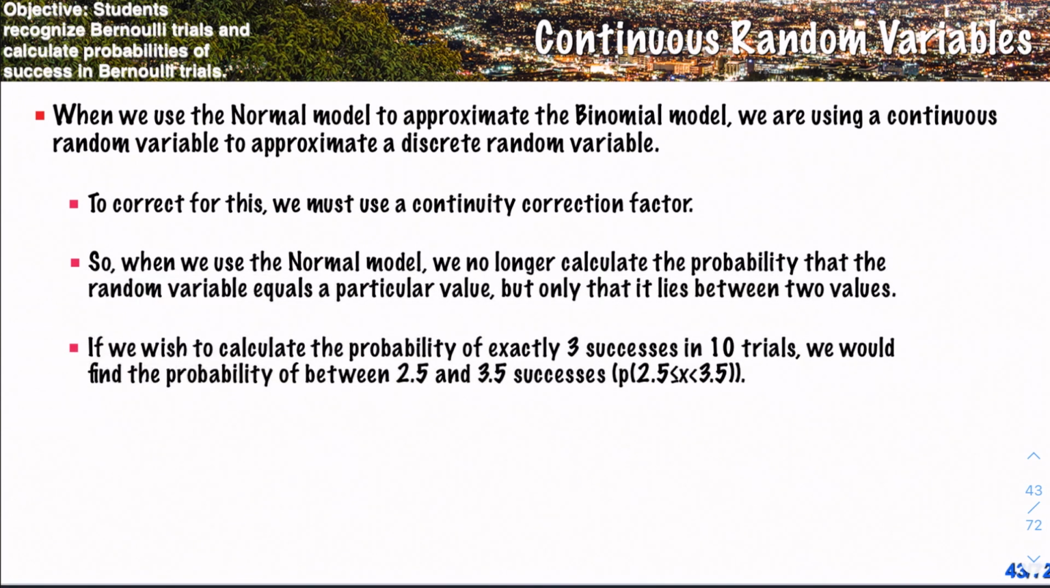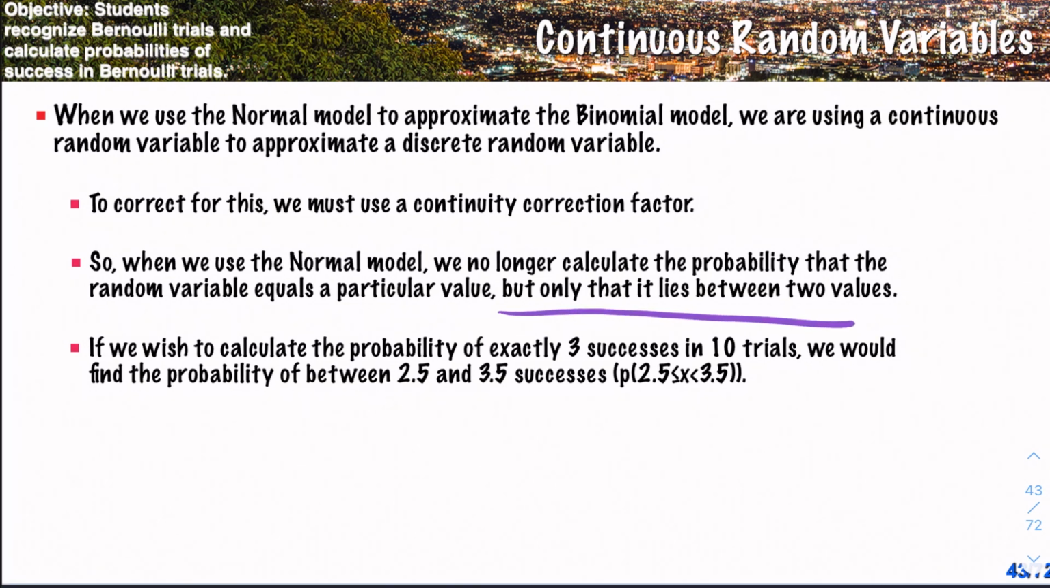So when we use the normal model to approximate a binomial model, we are using a continuous random variable to approximate a discrete random variable. I know that sounds confusing, but continuous means it can be every value, and discrete means it can only be x number of values. So to correct for this, we must use a continuity correction factor. So when we use the normal model, we no longer calculate the probability that the random variable equals a particular value, but only that it lies between two values, and that's the subtle distinction.